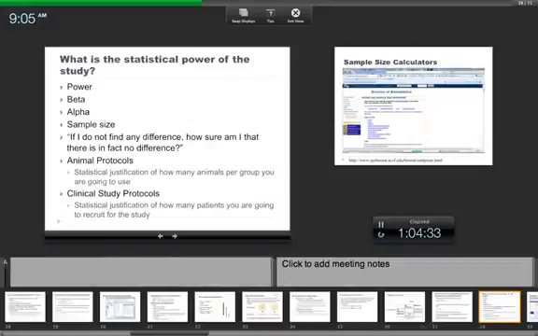And same thing with clinical trials. The patients are risking their lives very often to try to learn new knowledge. And the statistical justification of how many patients you're going to recruit for the study is very important.